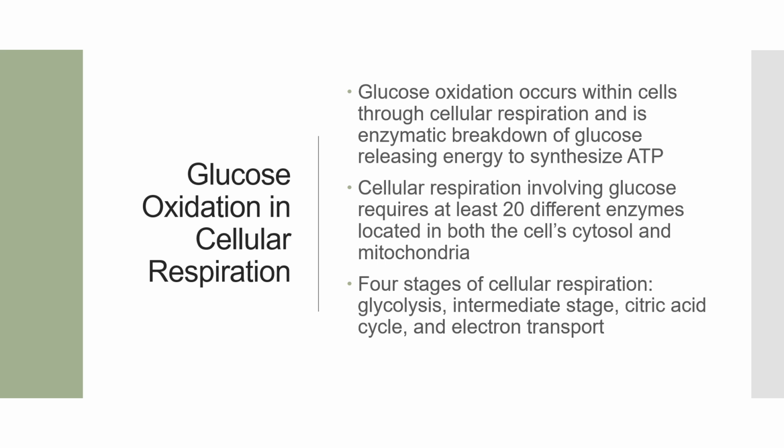There are 4 stages of cellular respiration: glycolysis, the intermediate stage, citric acid cycle, and electron transport. So to summarize, glucose oxidation breaks down glucose to release energy for ATP synthesis, requiring enzymes in the cytosol and mitochondria. And the cellular respiration stages are glycolysis, intermediate stage, citric acid stage, and electron transport.